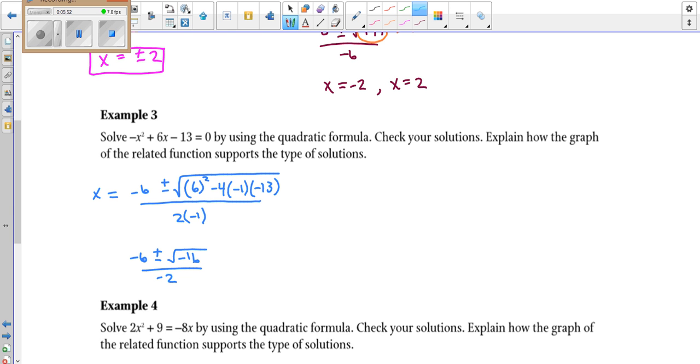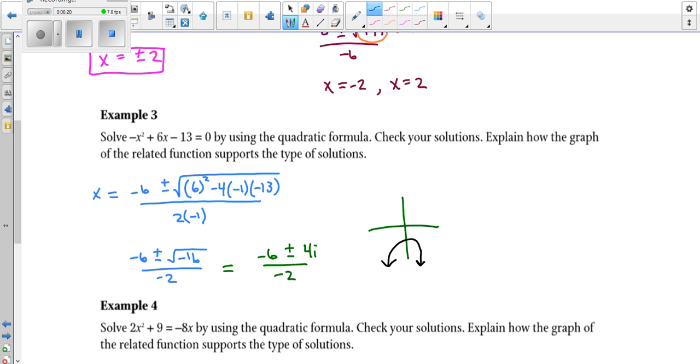Okay, so you should get down to this point right here, which when you simplify, so this is a perfect square, we're going to say that this is equal to negative 6 plus or minus 4i divided by negative 2. And then we're going to leave our answer like that because we know that our two answers are imaginary solutions. So if we were to graph this, we would know that because our a value over here is negative, our function is going to open down and it's never going to hit the x-axis. So it'll look something like this. And then this graph right here supports our answers, which are imaginary, and we've shown that we have no real solution.